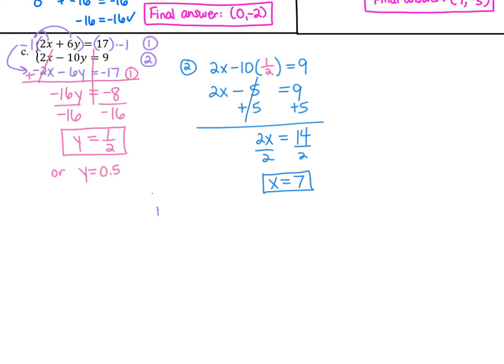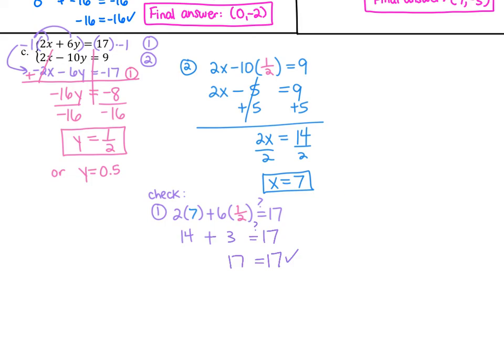Equation number 1 is 2, and then instead of x, we put 7, plus 6 times our y, which is 1/2. Is that really equal to 17? Order of operations, we're going to multiply first. 2 times 7 is 14. And then plus, we have to do this multiplication too. 6 times 1/2 is 3. Now we can add them together to get 17. So yes, it does work.